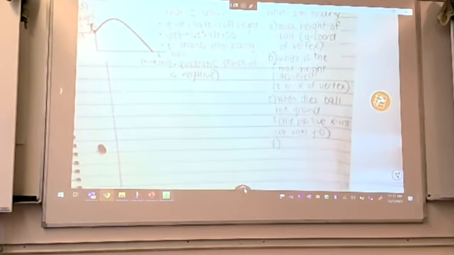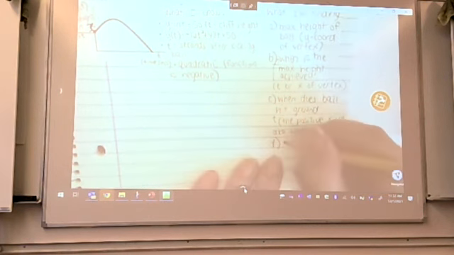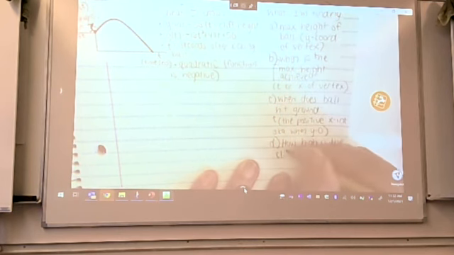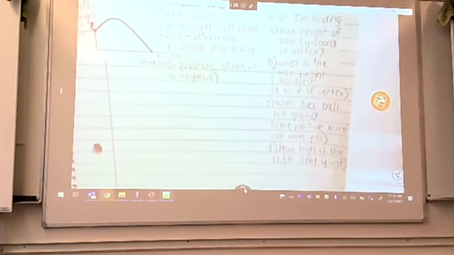Part D, let's talk about it. Part D, how high is the cliff? What is that math context lingo for? How high is the cliff? What is that technically in a math context? The y-intercept.